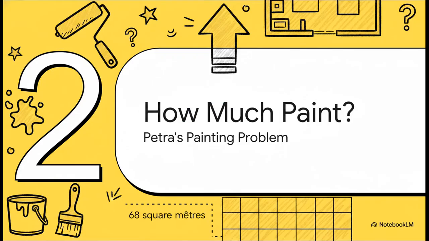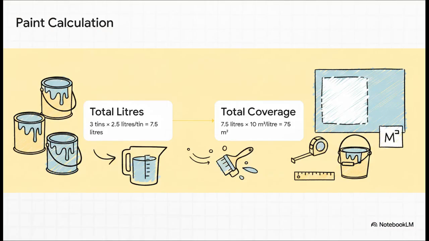All right, we've totally nailed the floor area. It's 68 square meters, locked in. Now for the second half of the problem. Does Petra actually have enough paint? This part is a nice, clean calculation. Petra has 3 tins of paint, and each one has 2.5 liters. So 3 times 2.5 gives her a total of 7.5 liters of paint.